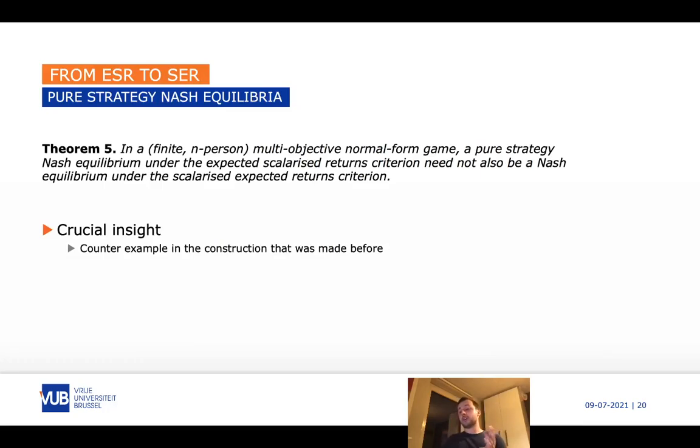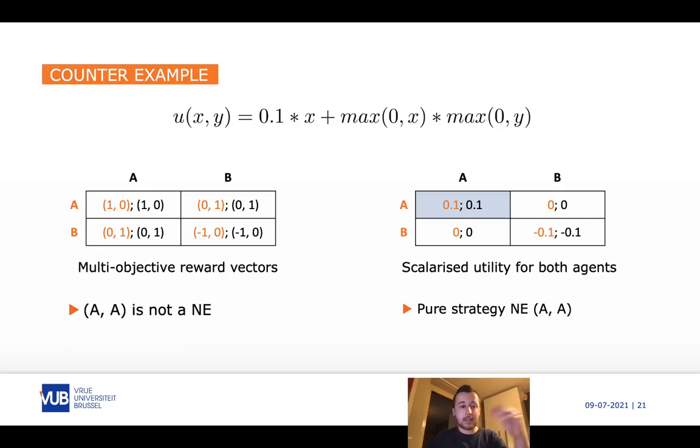Now you might wonder, does the inverse direction also hold? And we're very sad to say that no, it actually does not. So if you have a multi-objective normal form game, a pure strategy Nash equilibrium under the ESR criterion need not also be a Nash equilibrium under the SCR criterion. And we actually are able to give a counterexample that this is not necessarily the case. We use a construction that we made before. So if we again take this counterexample, you here have the utility functions. And if you recall here, there was a pure strategy Nash equilibrium AA. However, if we then go back again to the multi-objective reward vectors under the SCR criterion, AA is not a Nash equilibrium, so the inverse indeed does not hold.